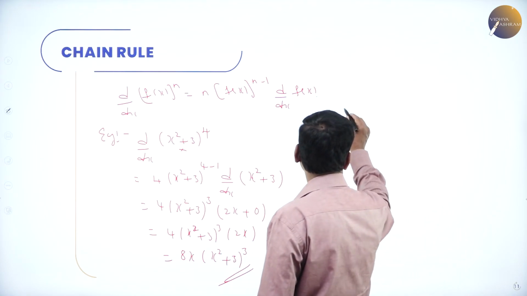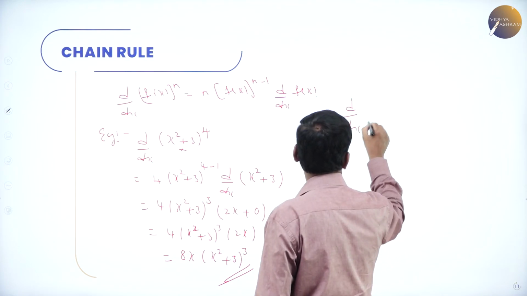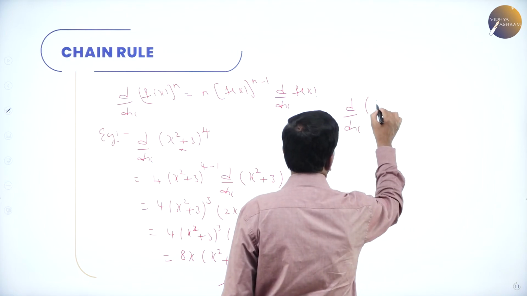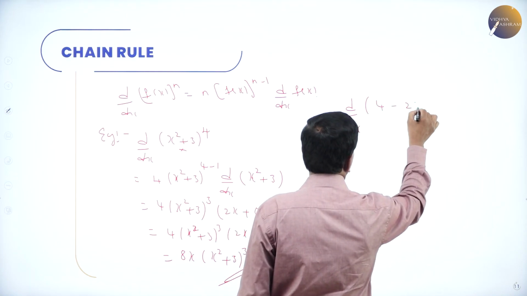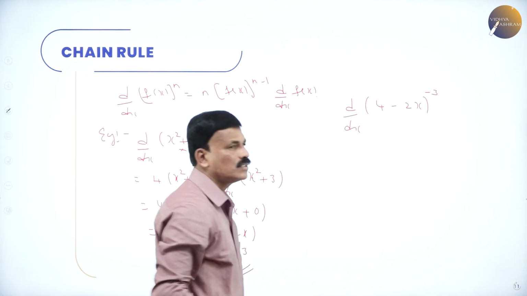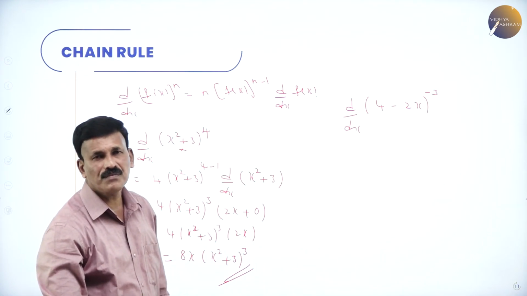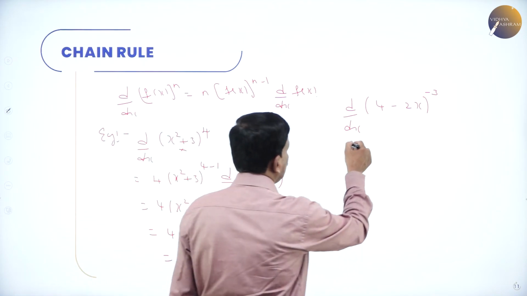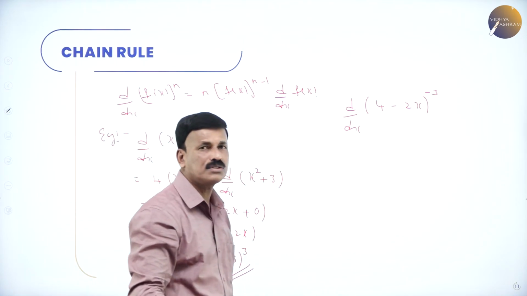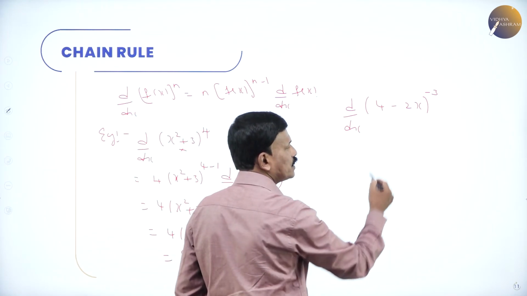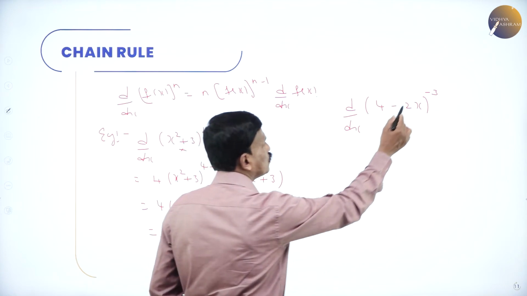Now suppose similarly if I take one more problem, let us consider d by dx of a similar type problem, (4 minus 2x) whole to the power of minus 3. Now what is f of x here? Let us take d by dx of (4 minus 2x) whole to the power of minus 3. What is f of x? f of x is 4 minus 2x. What is n? n is equal to minus 3.